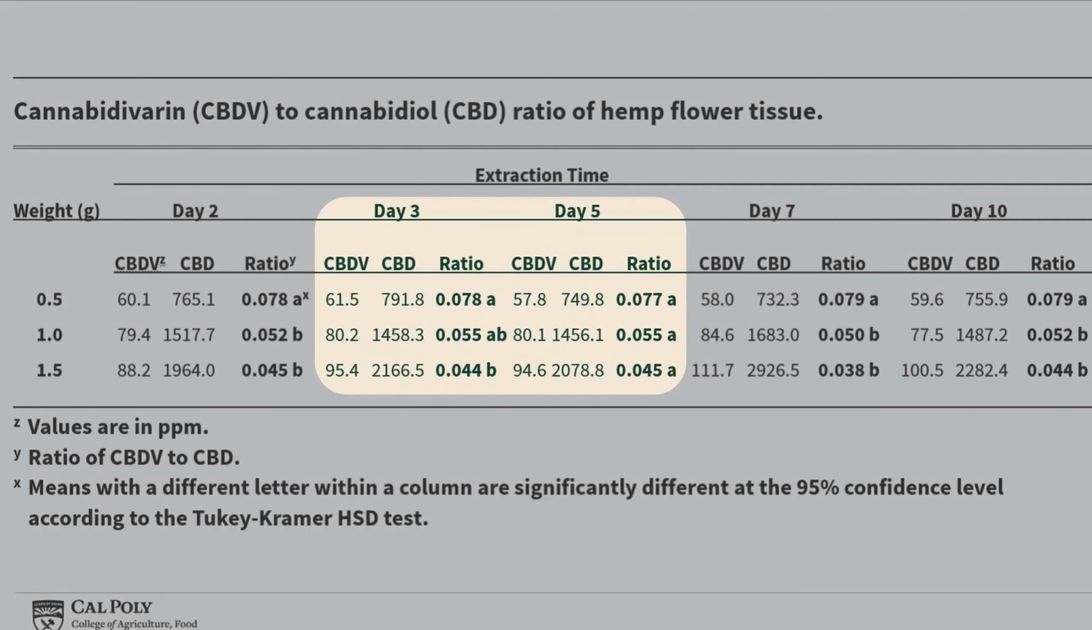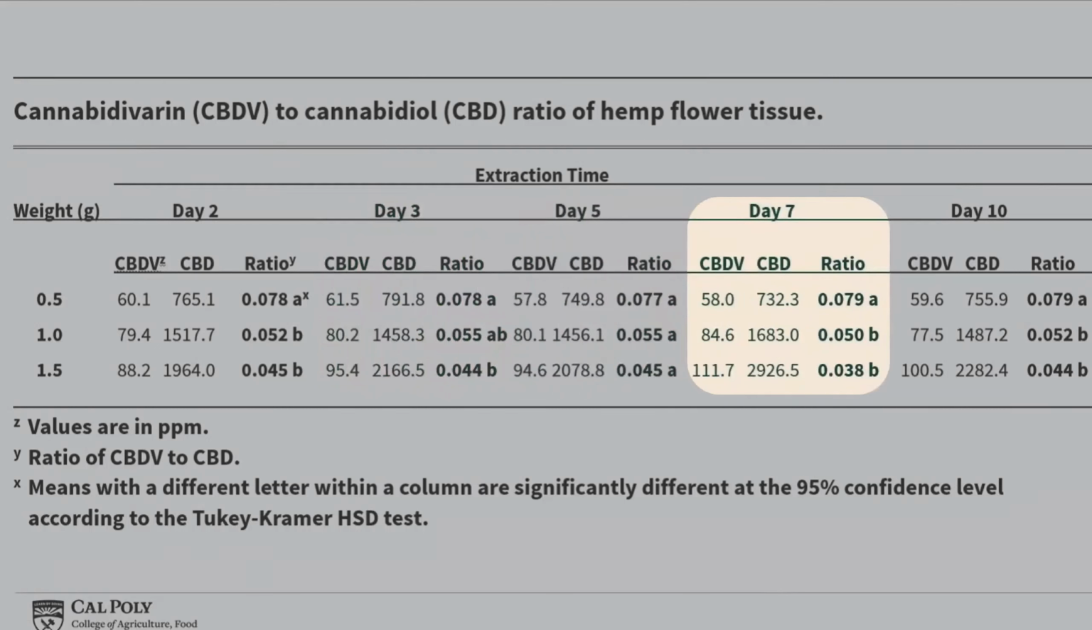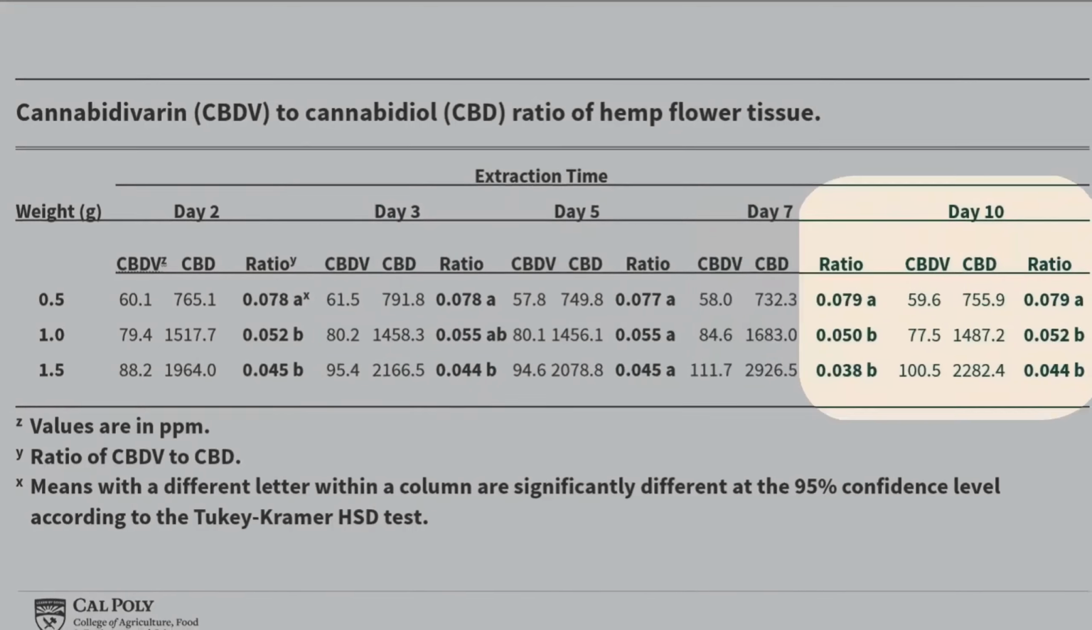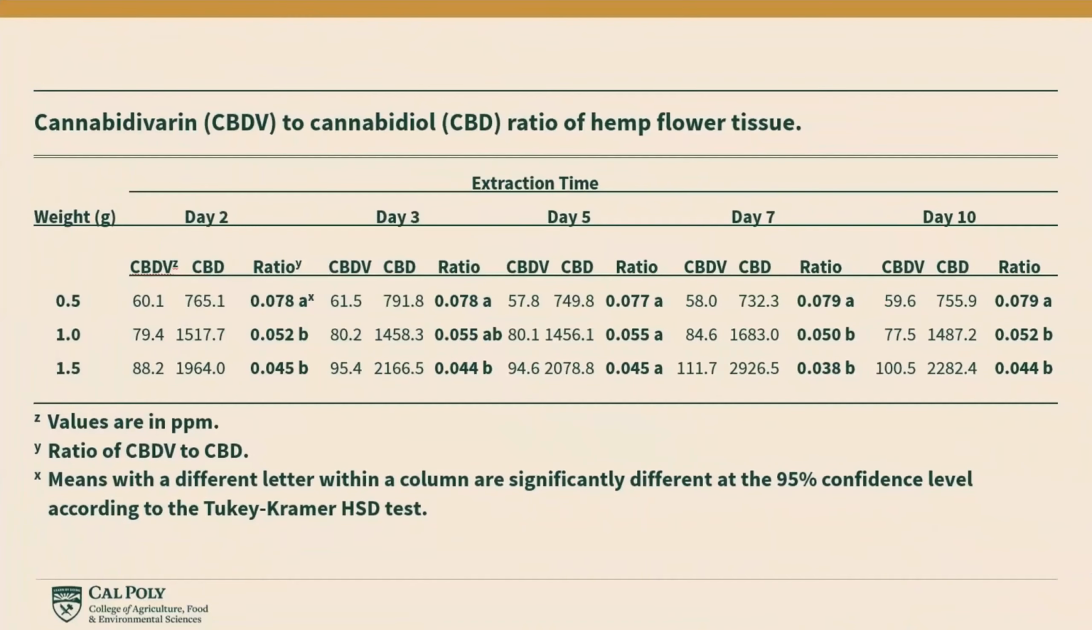The rest of the extraction periods had higher ratios with the lower weight level of a half gram. And it seems for both leaf and flower samples, the ratio of CBDV to CBD tends to be higher when testing with lower weight levels.